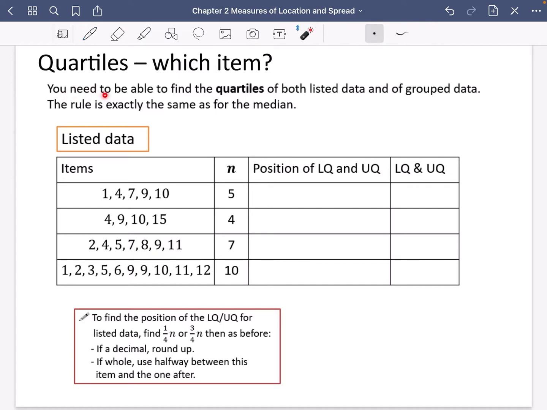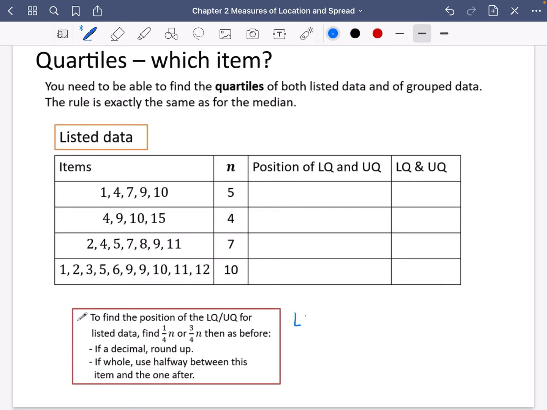So what I've written here is you need to be able to find the quartiles of both listed data and of grouped data, just like we did with the median. And so it's exactly the same rule as for the median. Well, for the median, we said this thing down here, didn't we? We did a half n, and we said if it was a decimal, then you round it up. And if it was a whole number, you use halfway between this item and the one after. It's going to be the exact same thing, apart from your lower quartile is the one where you'll do a quarter of n, and then your upper quartile is obviously going to be 3/4 of n.